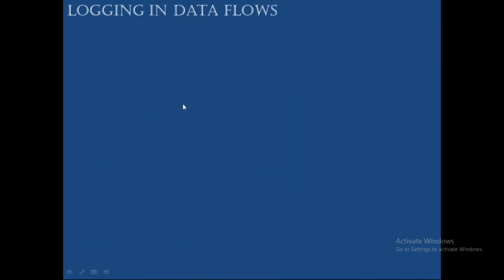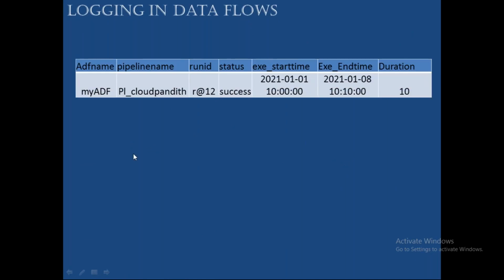Now with respect to logging in the data flow, I'm going to collect ADF name, pipeline name, run ID, status, execution start time, execution end time, duration, all these things. You can get these and write them into a file instead of writing into a table. We have used a stored procedure to log all these messages into the table, but today I want to log all these into a file. How to do that, we are going to see.